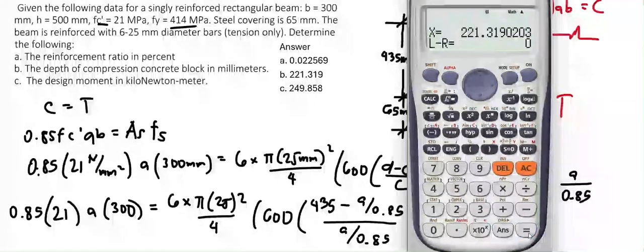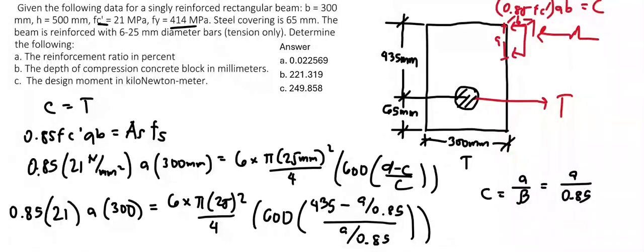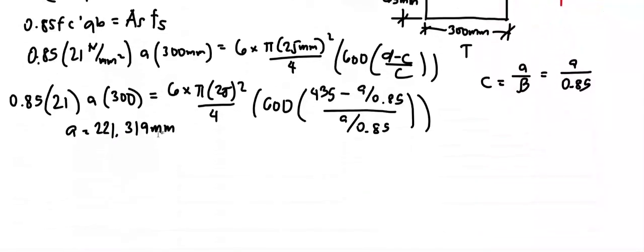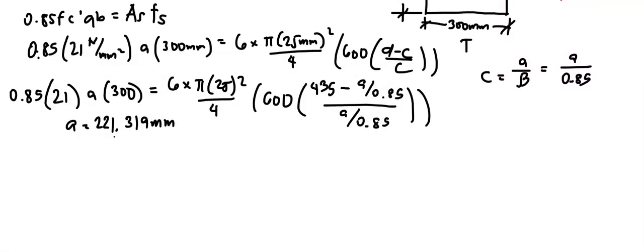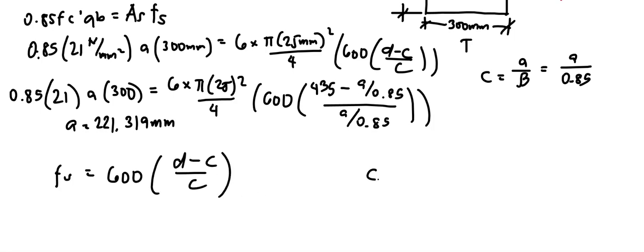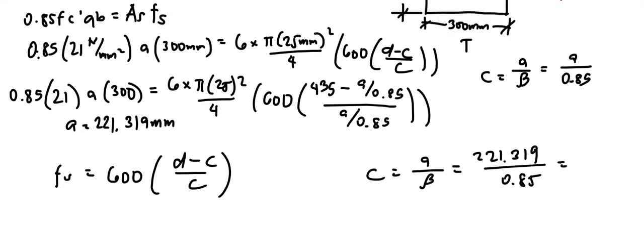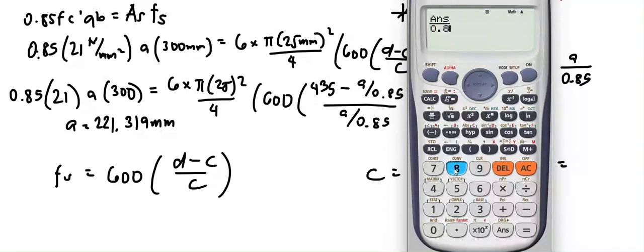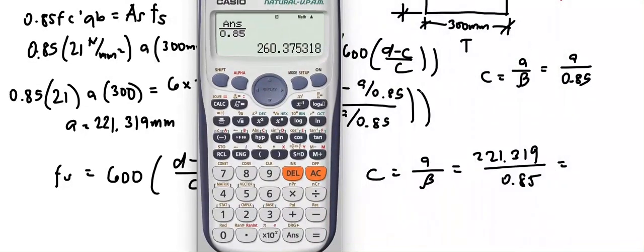Shift solving, we get A equal to 221.319 millimeters. Now let's try to check if our assumption that steel will not yield is correct. So Fs equal to 600 times d minus c over c. And to solve for c, this is A over beta. And we have A that is equal to 221.319 over beta, that is 0.85. So we have A over 0.85 that is equal to 260.375.